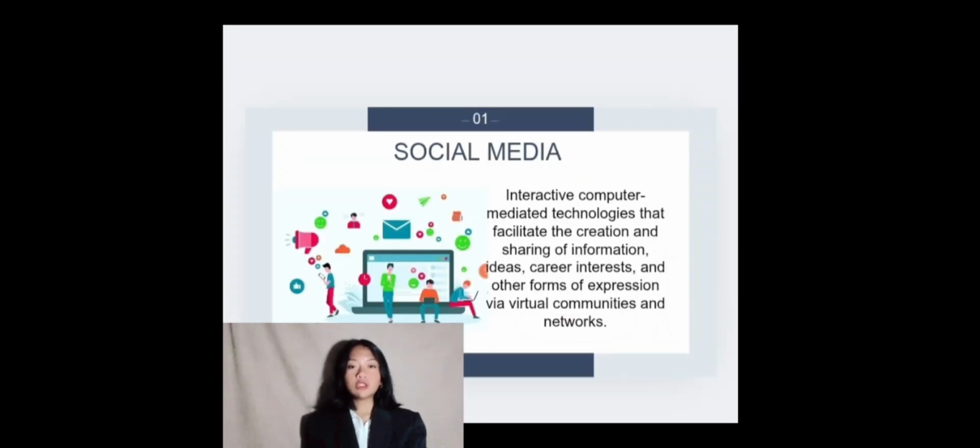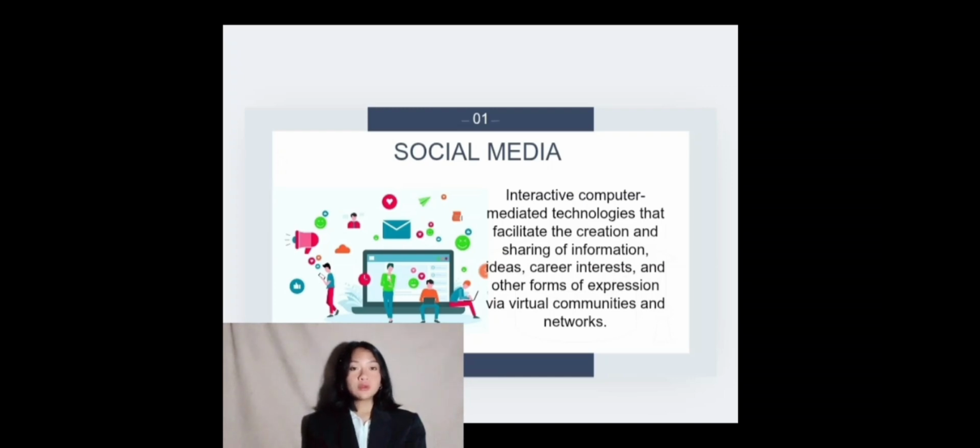So next is social media. Social media is interactive computer-mediated technologies that facilitate the creation and sharing of information, ideas, career interests, and other forms of expression via virtual communities and networks. So social media is platforms like Facebook, Twitter, Instagram, and TikTok that enable users to connect with others, share content, and build online communities.